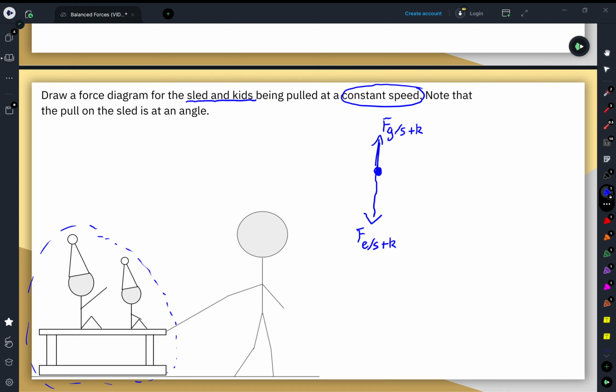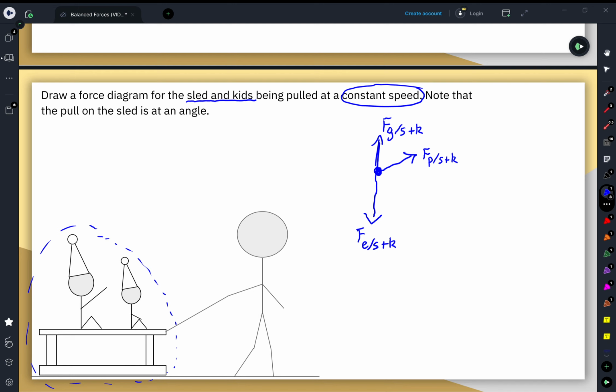And then we're going to have, because the person's pulling up at an angle, an up and to the right force vector. That is going to be the force of the person on the sled and the kids. Now, just looking at this, it does not look like there's balance, because we have one force directly straight down, we have one force directly up, and then we have one force up and to the right. Now, we might be able to adjust the scale to explain how the two upward forces and the one downward force might be balanced to show 0 acceleration, but we need some force pointing to the left to balance out some of that pull to the right.